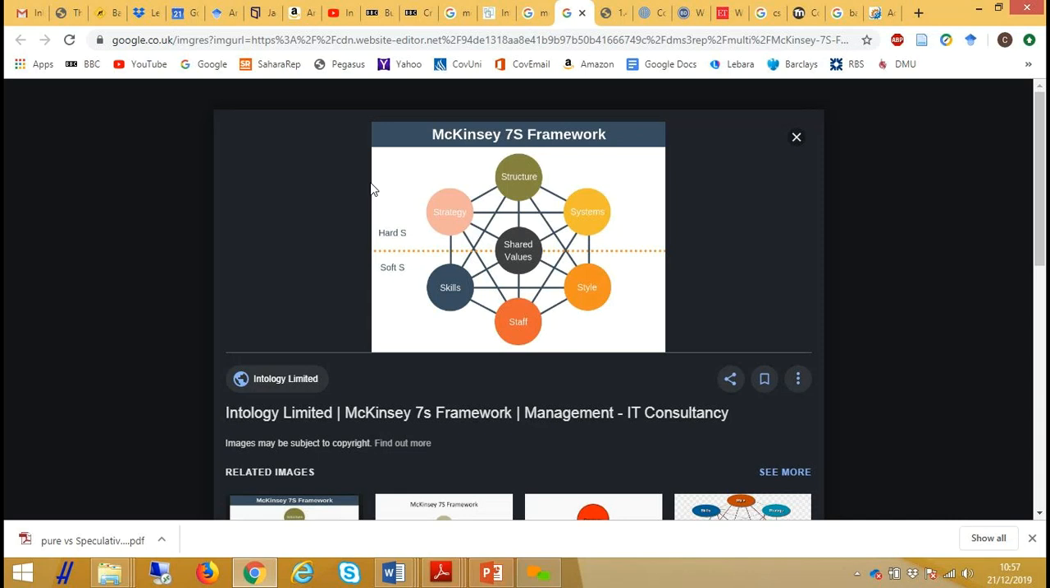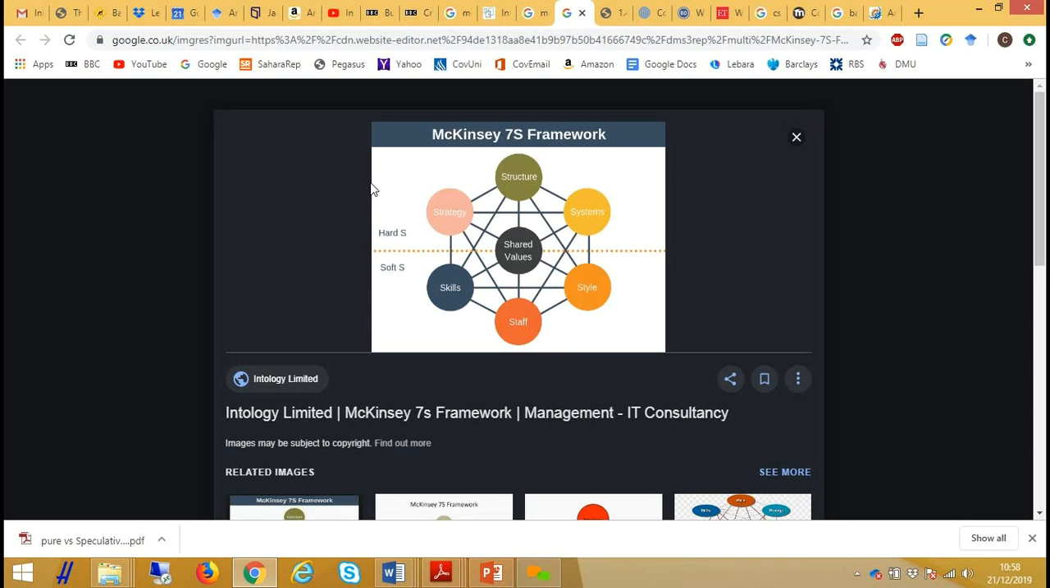The harder ones are on the top, and the softer ones are at the bottom. The harder ones are the ones that are more easily changeable. You can control them more easily. Your strategy, you can identify what it is. You can change your structure, your systems. It's very easy to see. The softer ones are not so easy to see or not so clear or apparent, and a bit more difficult sometimes to change. Your organizational culture is a bit softer in that it's not as clear on the surface what it is. Your staff, what they're thinking in their mind, their level of engagement, so on, you need to dig to find that out, and their skills and competencies. Shared values is somewhere in between.